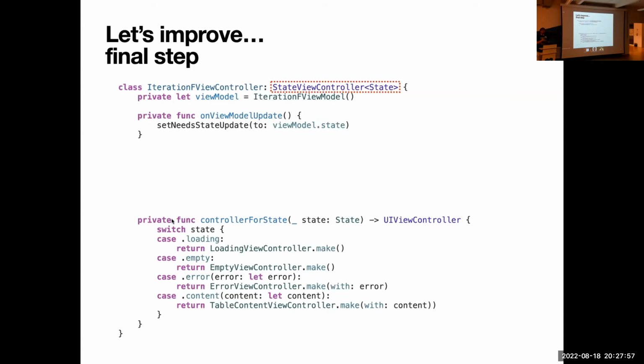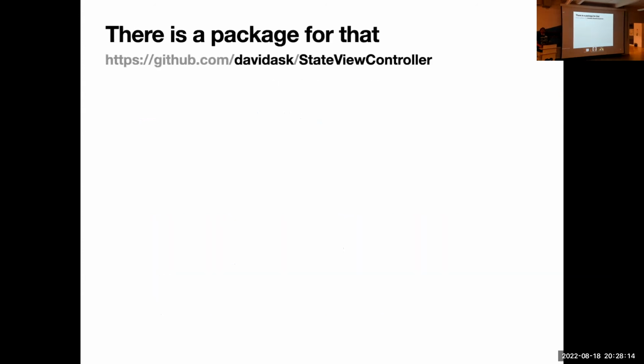There's this magic function that takes care of removing and adding view controllers and just calls controller for state. And I actually forgot to change that here. It should be override, not private. So sorry for that. So override func controller for state, that should be overwritten and it gives you whatever you need. And that's it.